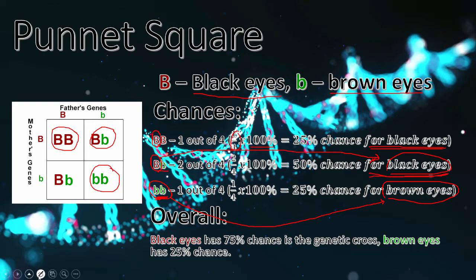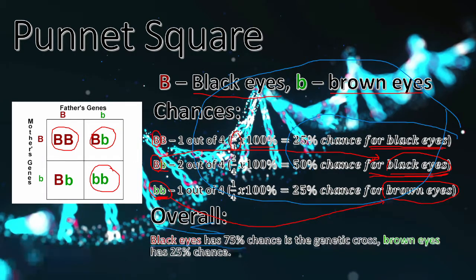So overall, if we calculate everything here, the overall outcome would be black eyes. We're going to add everything with black eyes here: 25% plus 50% will give us 75%.